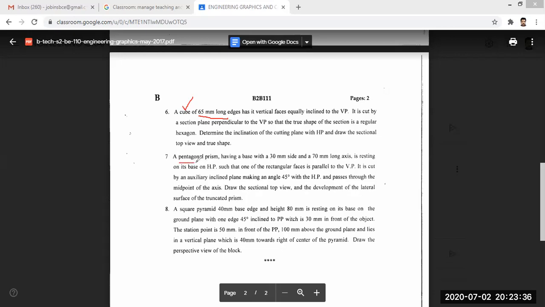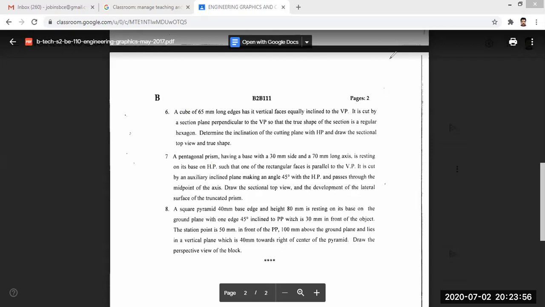Then the next thing is draw a pentagonal prism, base side 30 mm and height 70 mm. Okay, so this is the next assignment. Then the next assignment is create a square pyramid of base edge 40 and height 80. So you have to create these 3D models in Fusion 360.